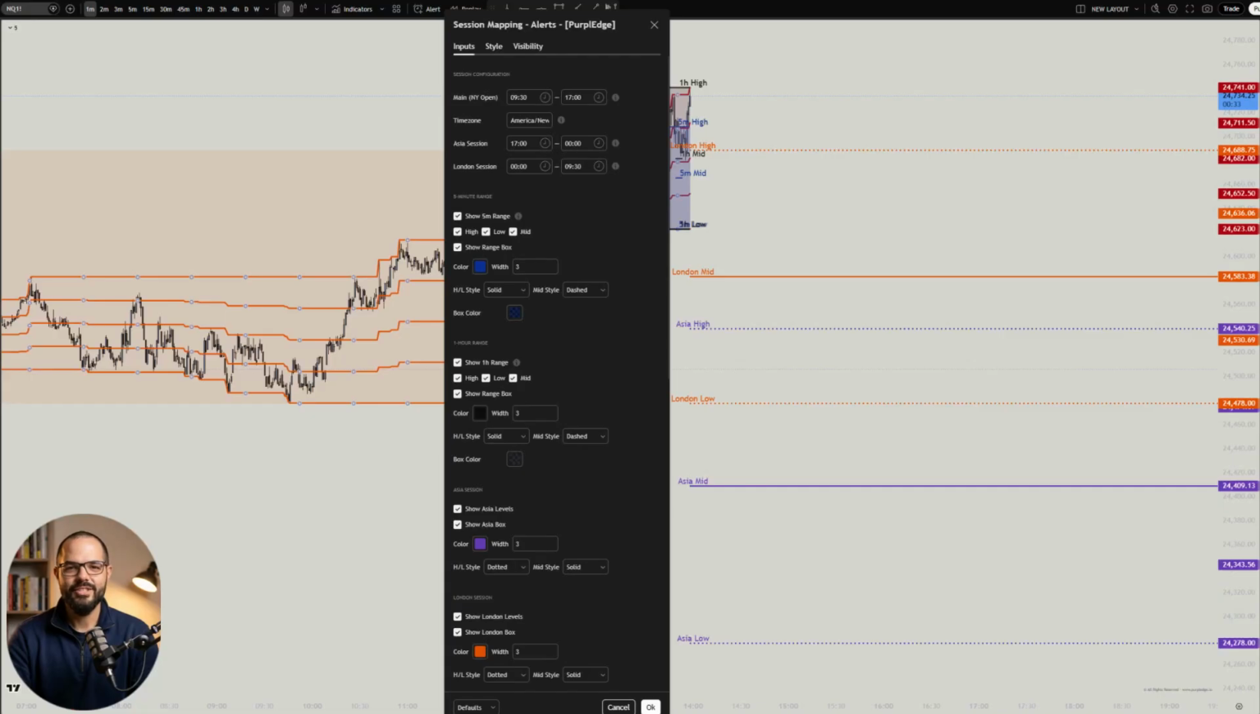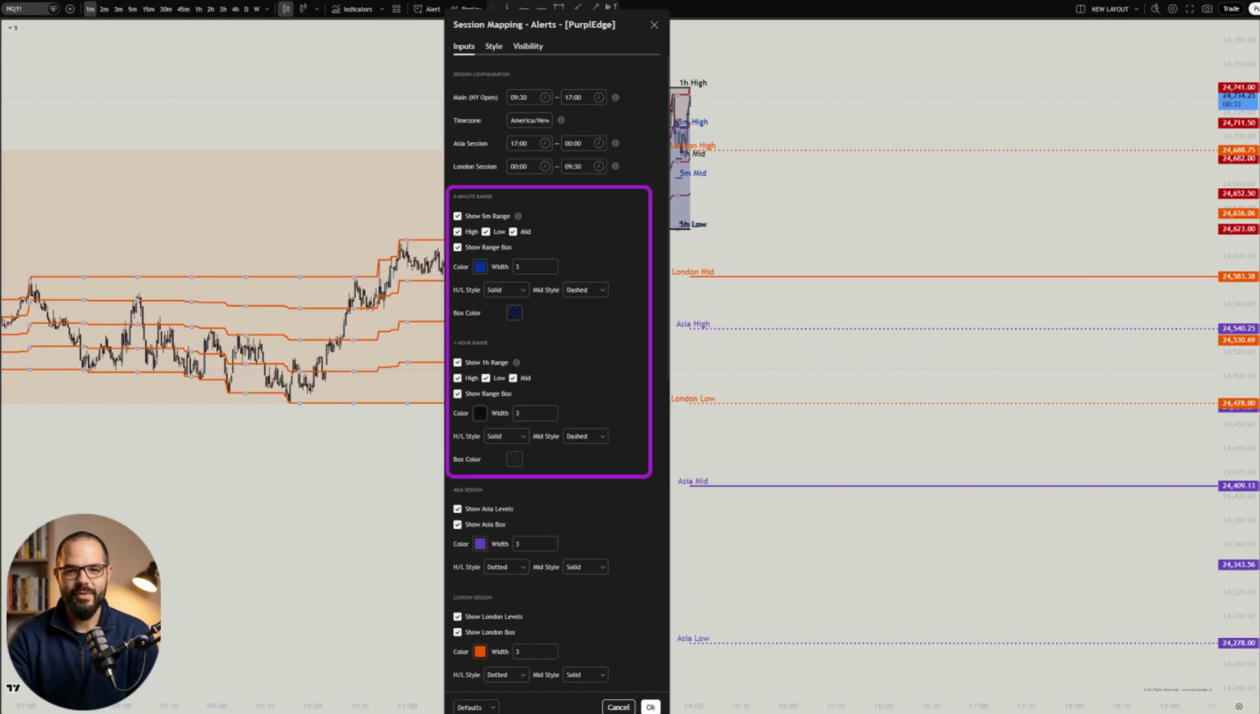Let's dive into the session mapping indicator settings so you can customize your trading experience. Starting at the top, the session configuration lets you define your main trading blocks. You can set your primary session, like the New York session, and adjust the Asia and London sessions to map out the full global clock. If you prefer a slightly different session schedule, this is where you can easily customize the exact time ranges to suit your personal trading routine.